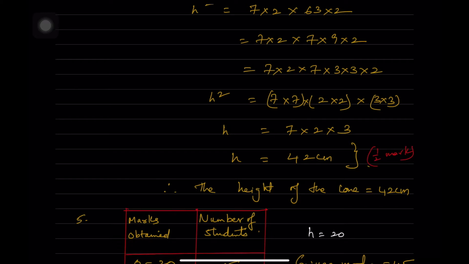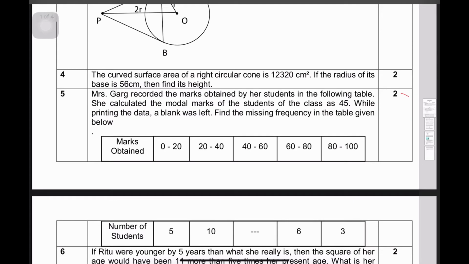Next, going into the next question. Mrs. Garg recorded the marks obtained by her students in the following table. She calculated the modal marks of the students of the class as 45. While printing the data, a blank was left. Find the missing frequency in the table given below. So now this is a modal class problem, which means the mode is given to us.